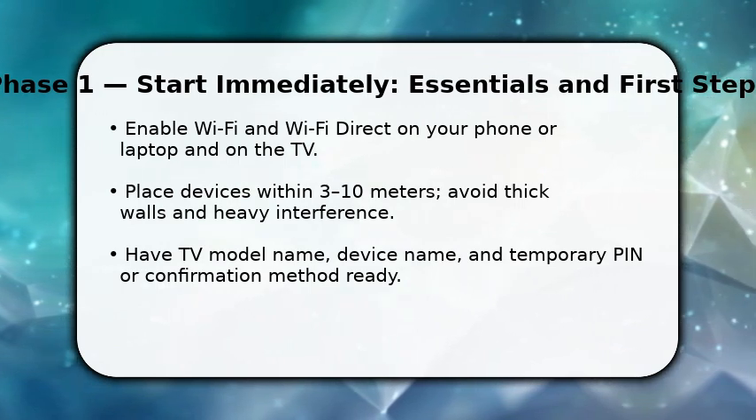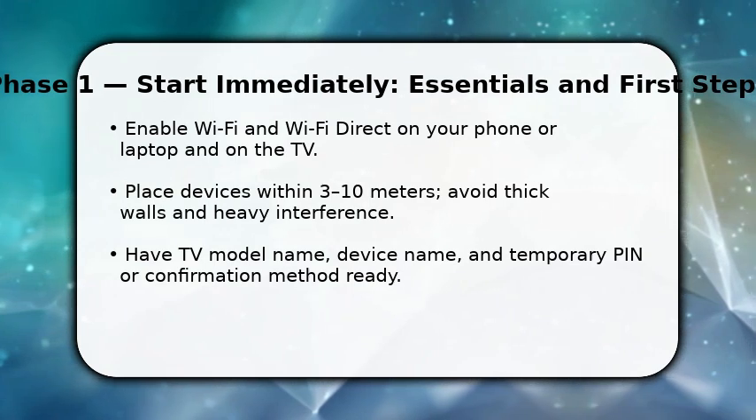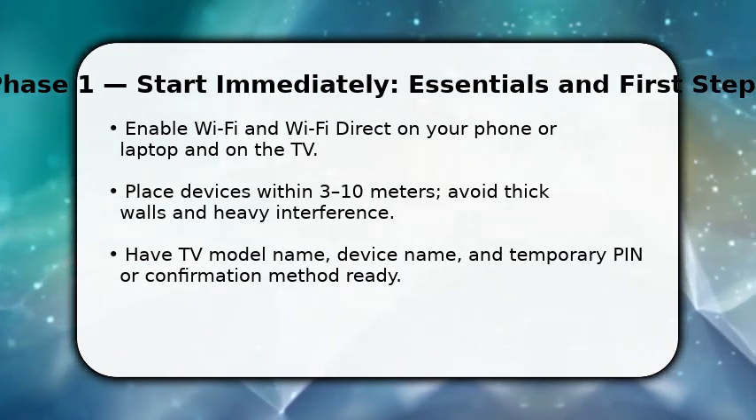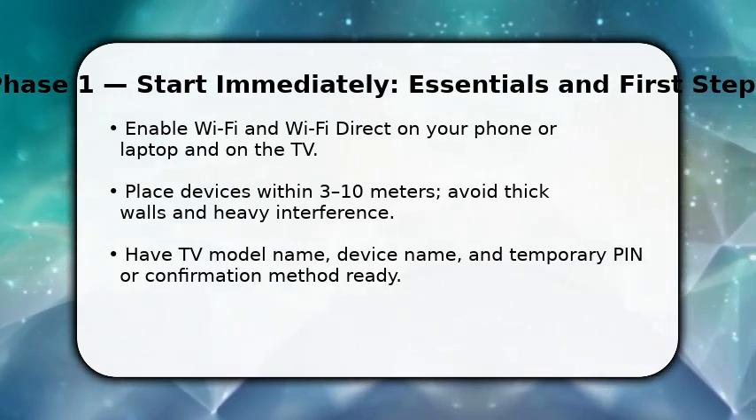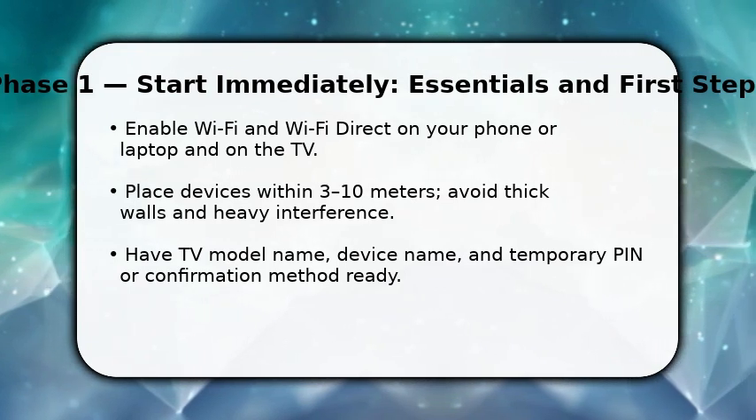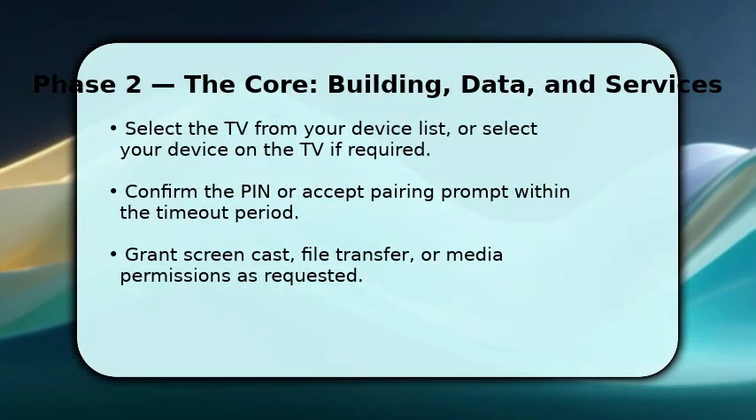On your phone, open settings, choose Wi-Fi, then Wi-Fi Direct. Once done, you will see device names populate. Make sure you pick the TV's exact model. If a PIN or confirm prompt appears, note it now, because you'll need to enter or accept it on the other device. Now pair the devices.